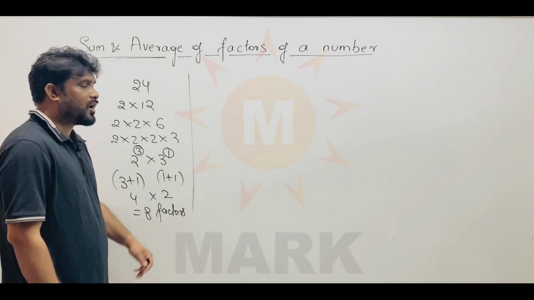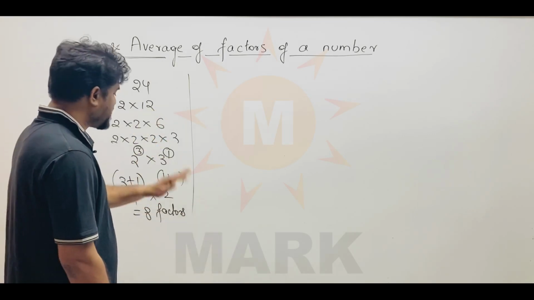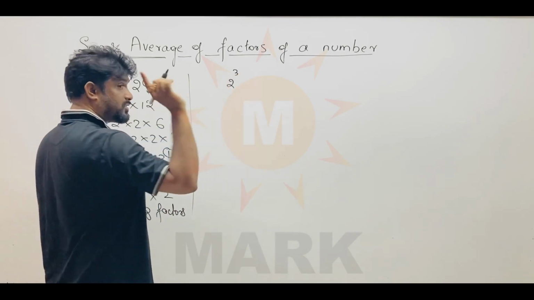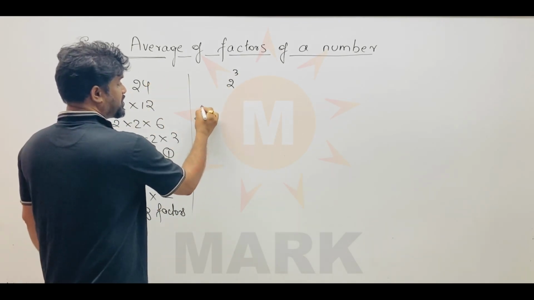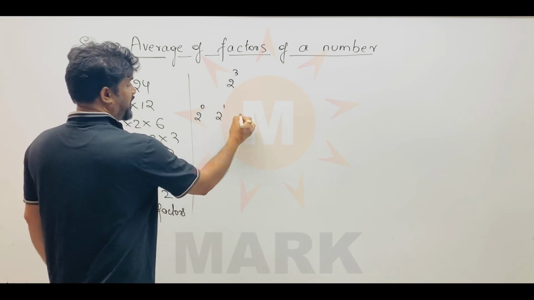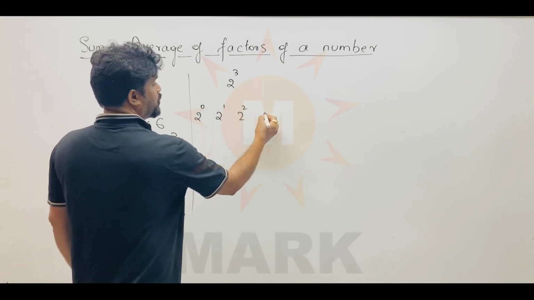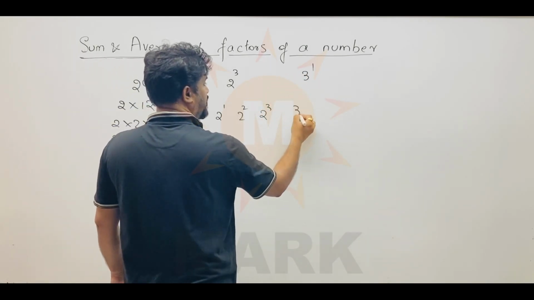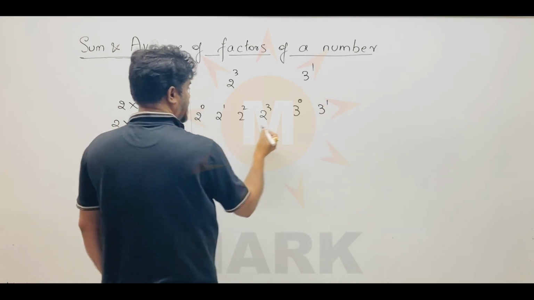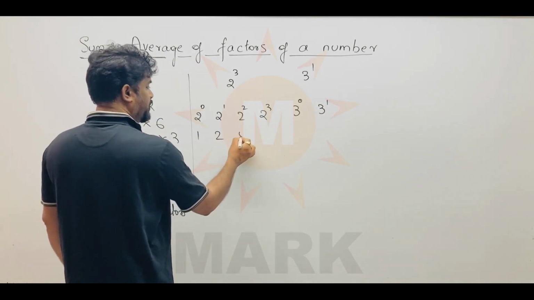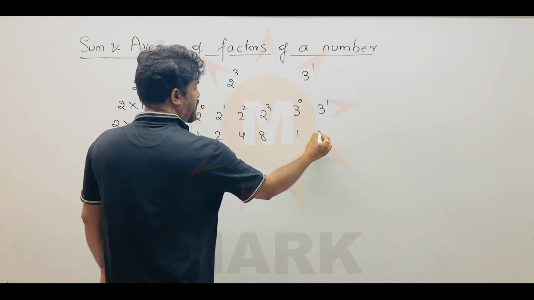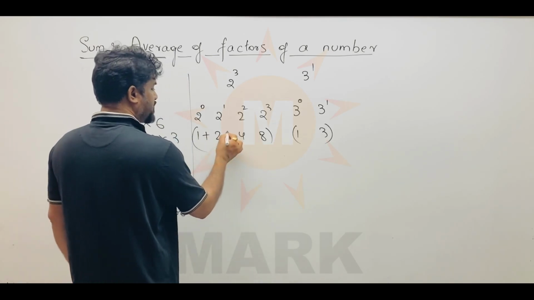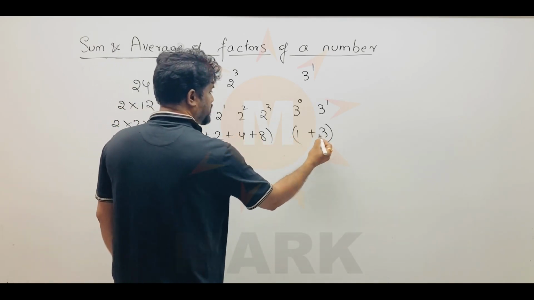Now what we need to do for finding the sum of these factors, my dear friends, let us take this 2 power 3. What are the factors of 2 power 3 including 1? 2 power 0 is a factor, 2 power 1 is a factor, 2 power 2 is a factor, 2 power 3 is a factor. Now for 3 power 1, what are the factors? 3 power 0 is a factor, 3 power 1 is a factor. That means 1, 2, 4, 8 and here it is 1 and 3. So here we'll add up all these numbers: 1 plus 2 plus 4 plus 8, and here it is 1 plus 3.